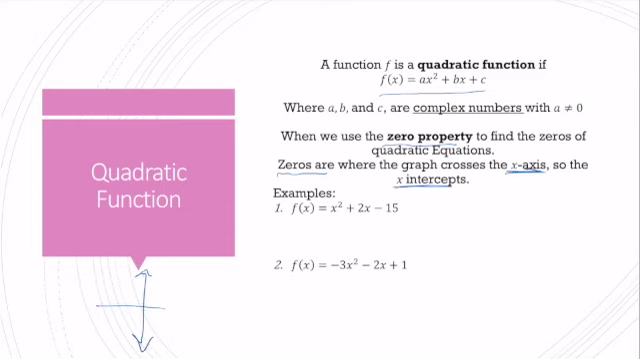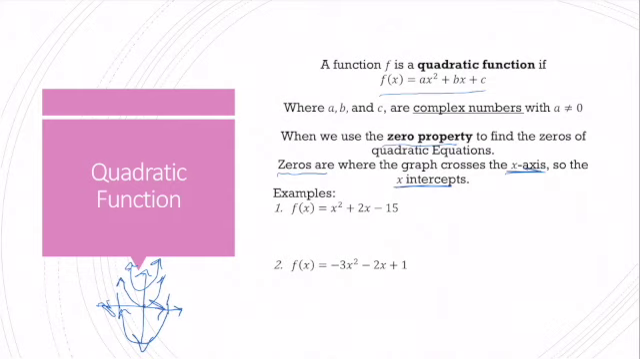Remember, depending upon our polynomial, oh, that's a really messy coordinate plane. Depending on our polynomial, we can have 1, 0, or 2 x-intercepts. So let's go ahead and factor both of these and find their zeros.